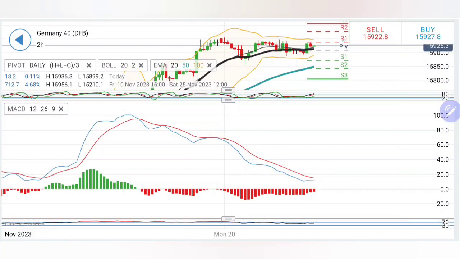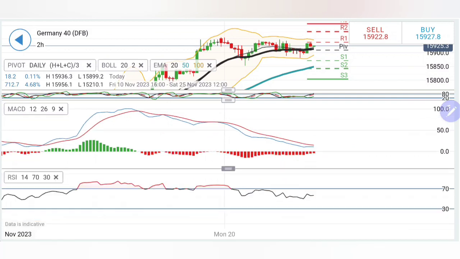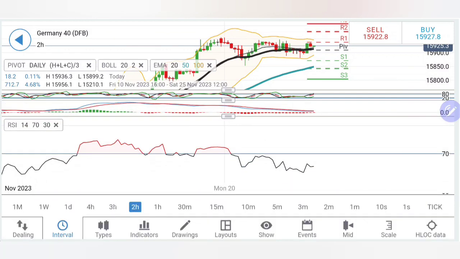Stochastic is rising. MACD has seen a good bearish move. It is trying to converge for a crossover. If it does, then bulls will take over. RSI is staying flat.